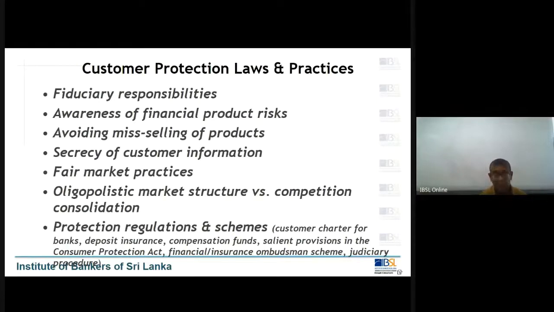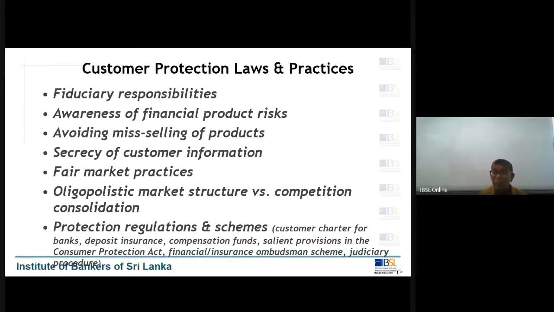Customer protection laws, right? It is important. So we discuss in detail what is the customer charter, what is the financial ombudsman scheme, deposit insurance schemes and liquidity support scheme, and things like that. Right? There are some protection rules and regulations we are going to discuss in detail.